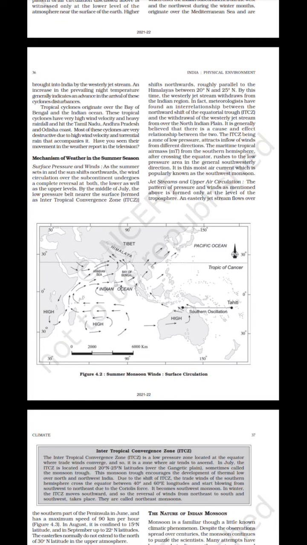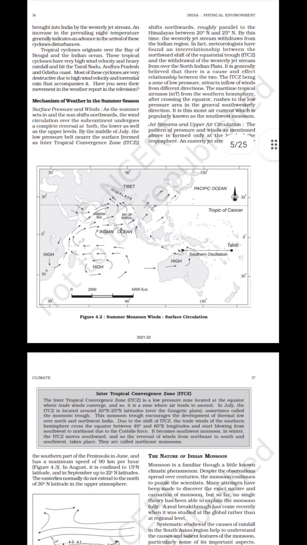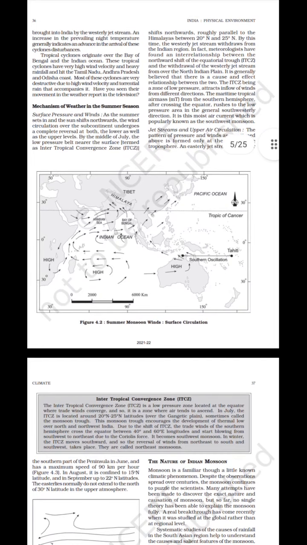Jet streams and upper air circulation. The pattern of pressure and winds as mentioned above is formed only at the level of the troposphere. An easterly jet stream flows over the southern part of the peninsula in June and has a maximum speed of 90 kilometers per hour. Take a look at figure 4.2. Summer monsoon winds surface circulation.